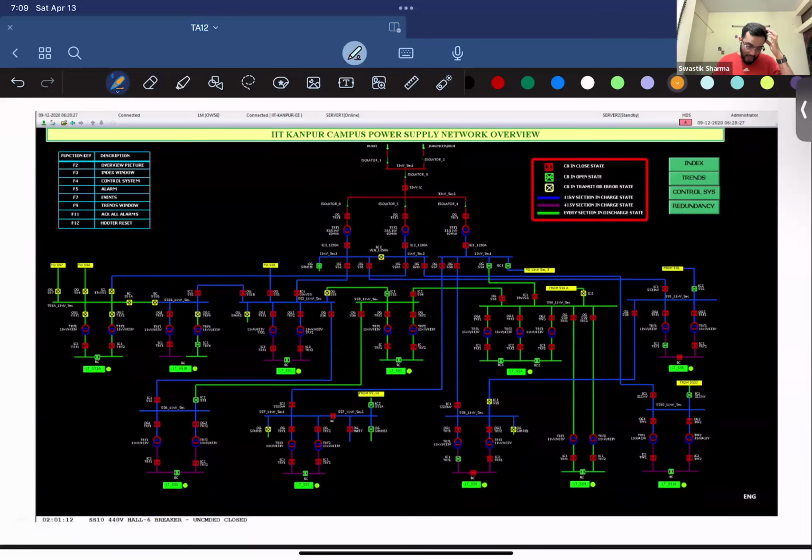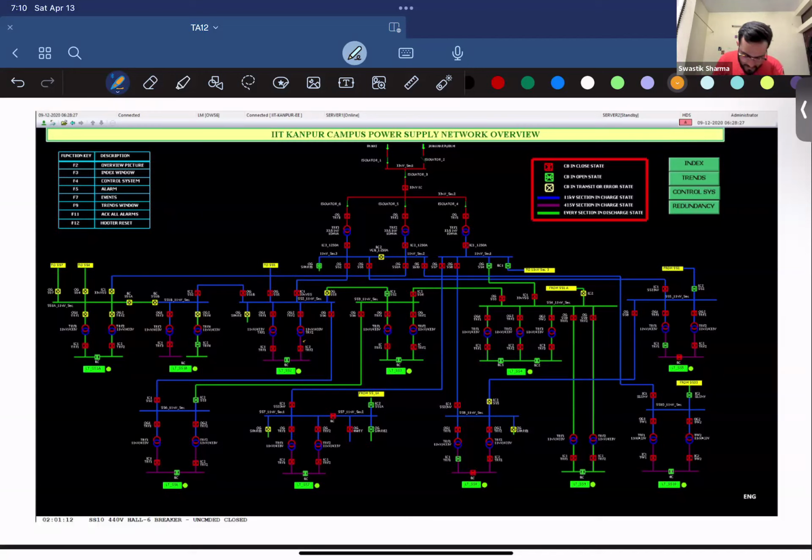So I've taken this SCADA overview for our campus. You can see we have a 13 bus system in place, and this is a very crude diagram. In SCADA, you can decide what kind of components to install at what place. They didn't do a good job in developing a good interface or overview for this whole system, but it works for us. So the green lines mean that the whole system is in a discharge state.